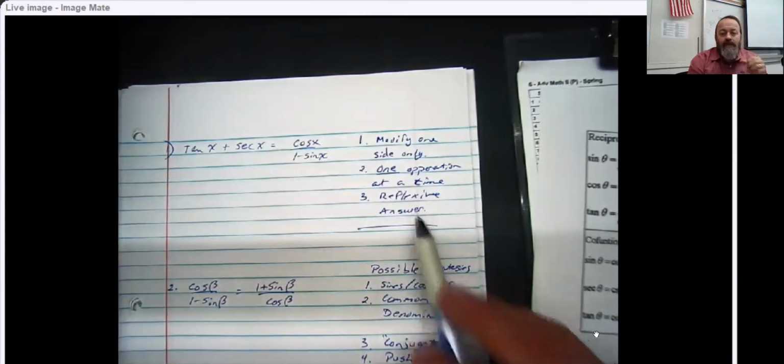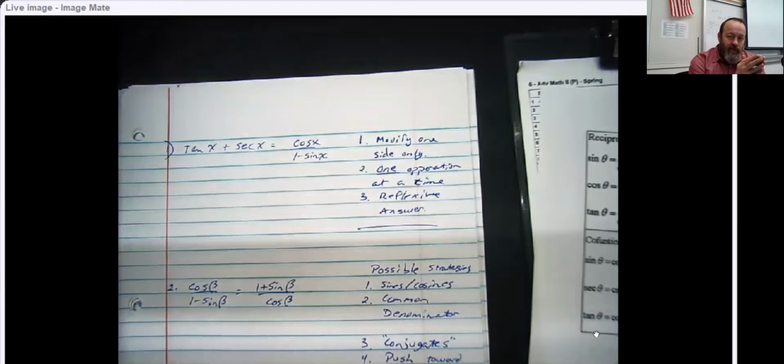And then the last thing is to make sure that your answer is reflexive, which means your final answer needs to be something like sine x equals sine x. They have to be identical.